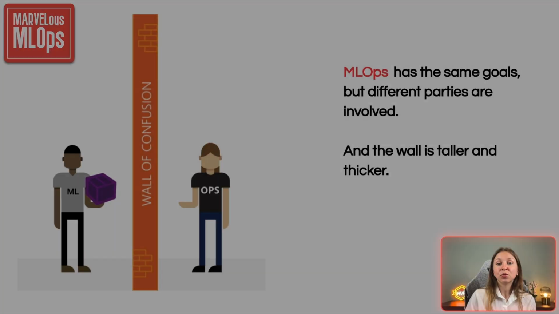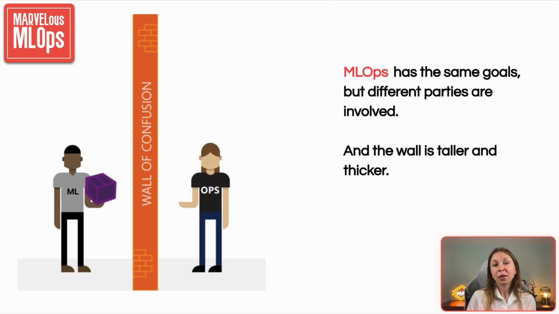Well, the same is true for MLOps. It has the same goals, but different parties are involved, and the wall is taller and thicker. So you have data scientists and machine learning engineers on one side, and you have the IT operations on the other side. In an ideal scenario, the machine learning teams must be able to develop and deploy the machine learning models themselves without relying on other teams, or at least they should be provided the tools to do so.